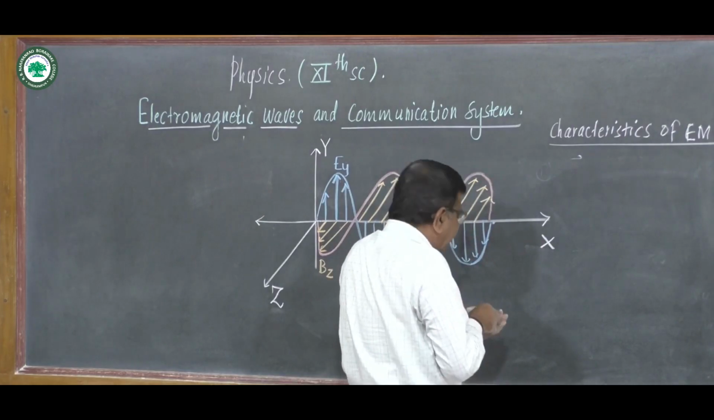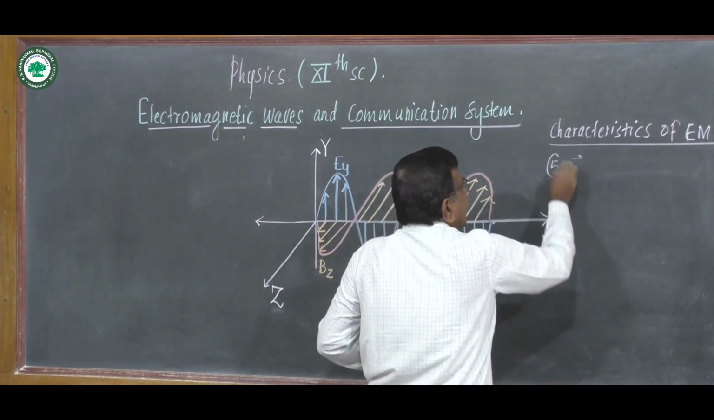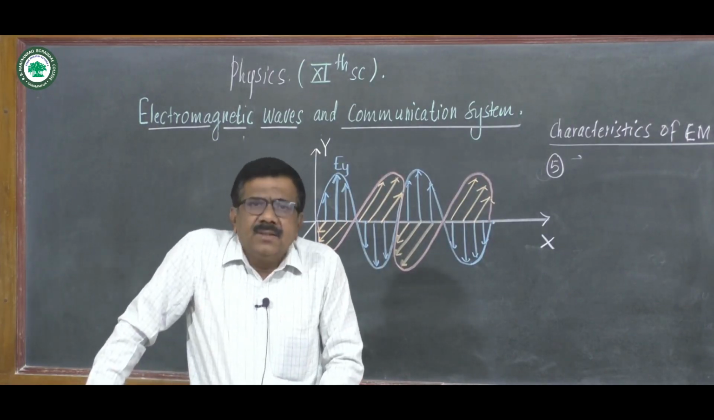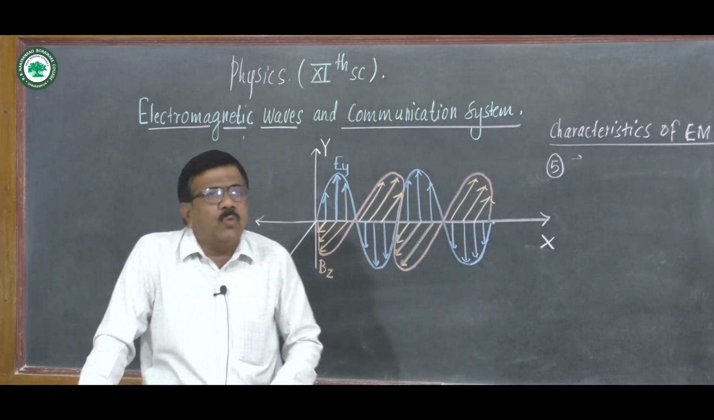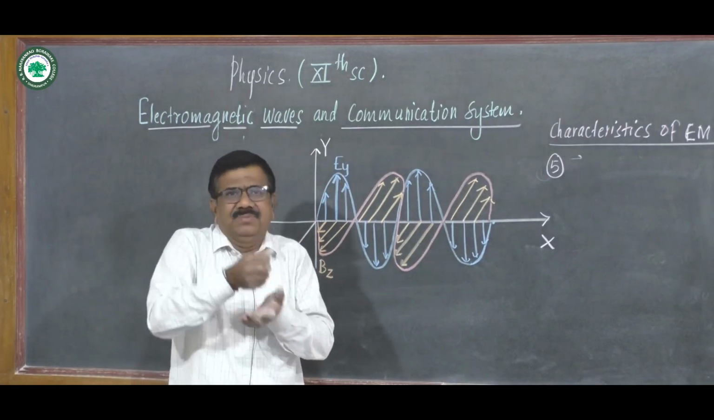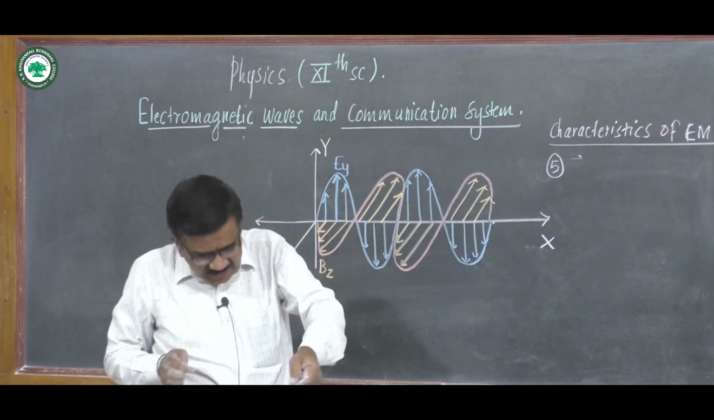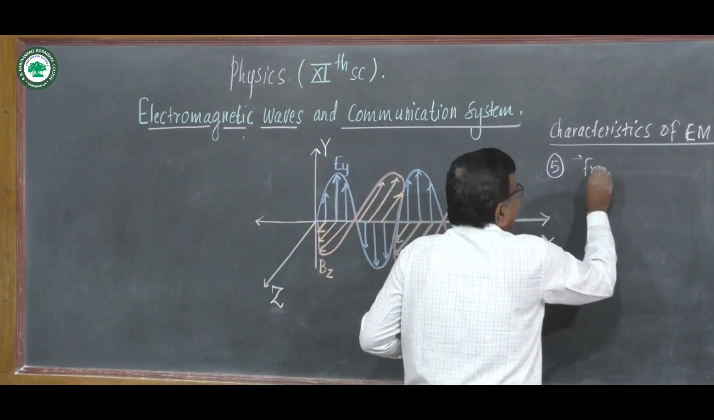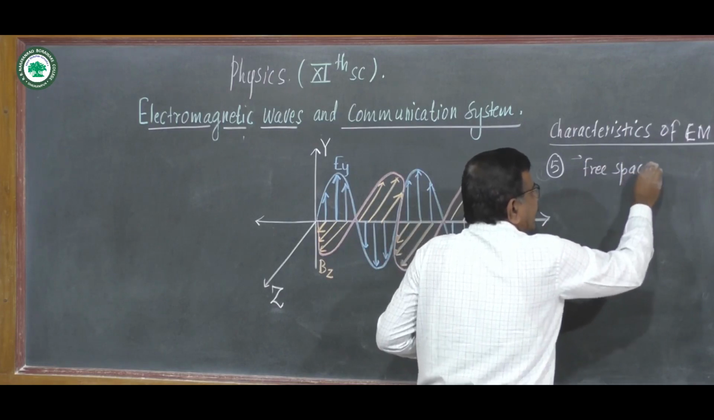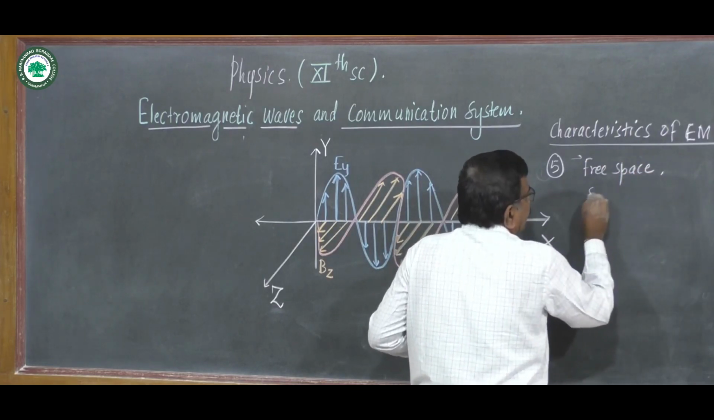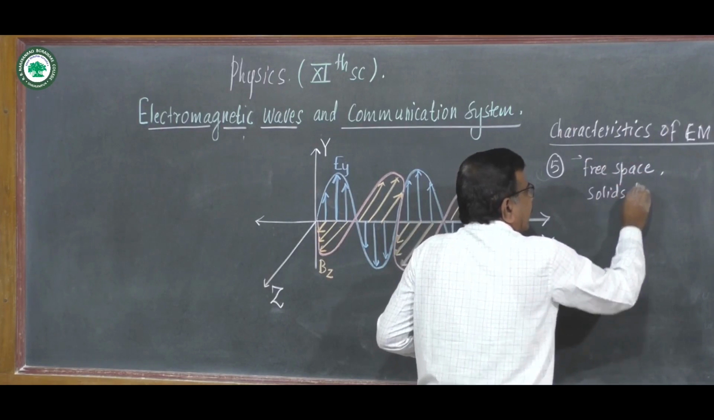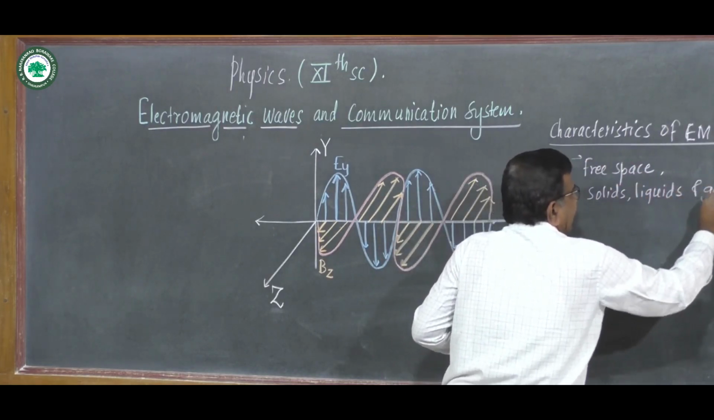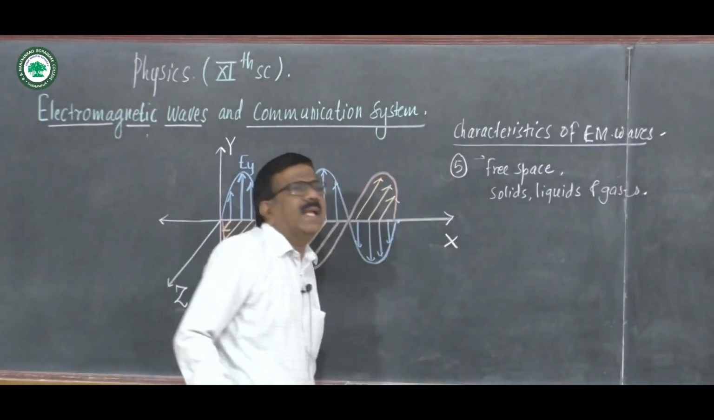These are simple characteristics. Then see the next characteristic of electromagnetic waves. These waves can travel through free space, that is vacuum. They can travel through free space as well as through solids, liquids and gases.